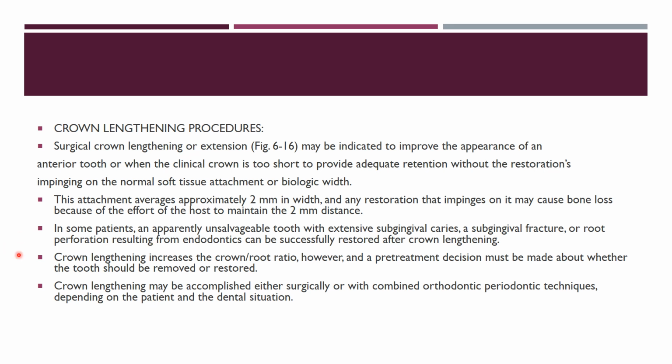This attachment averages approximately 2 mm in width, and any restoration that impinges on it may cause bone loss because of the effort of the host to maintain the 2 mm distance. In some patients, an apparently unsalvageable tooth with extensive subgingival caries, subgingival fracture, or root perforations resulting from endodontics can be successfully restored after crown lengthening.